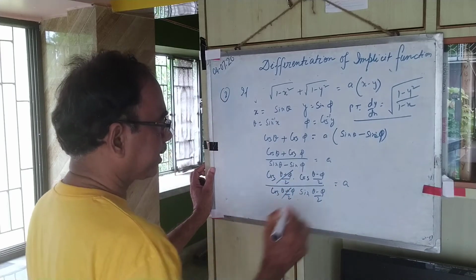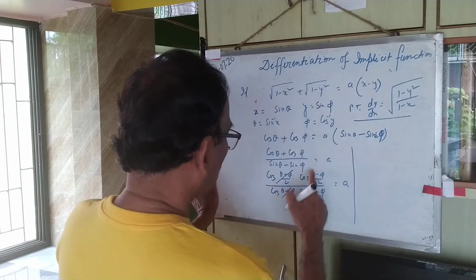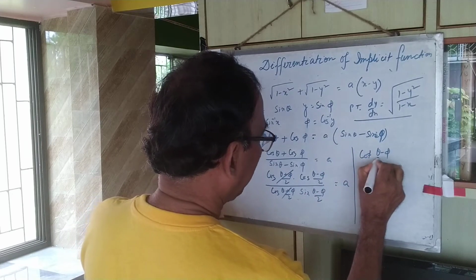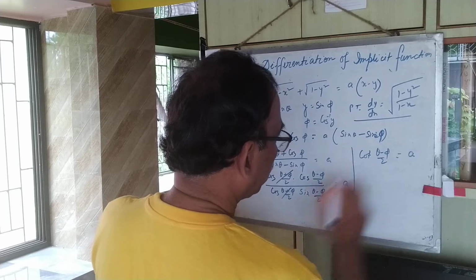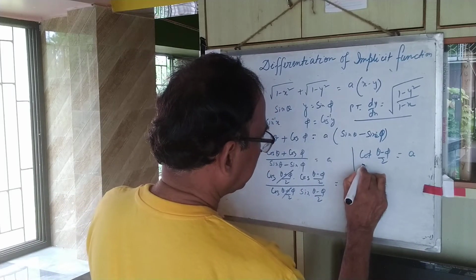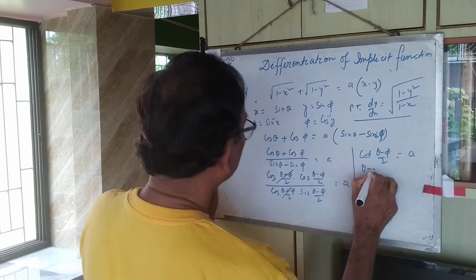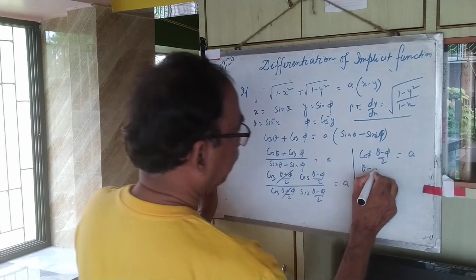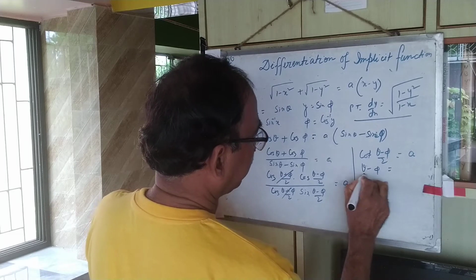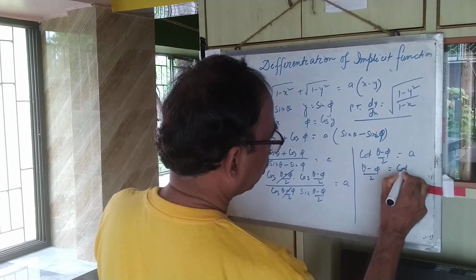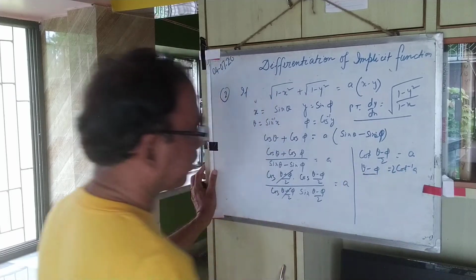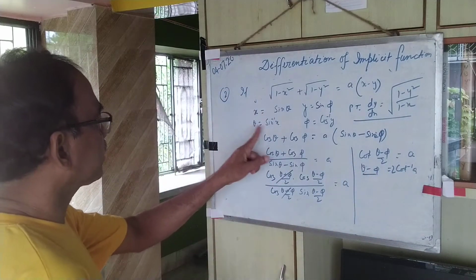This and this cancel. That is cos by sine, that is cot (theta minus phi) by 2 equals a. Then (theta minus phi) by 2 equals cot inverse a. Now what is theta? Sine inverse x.